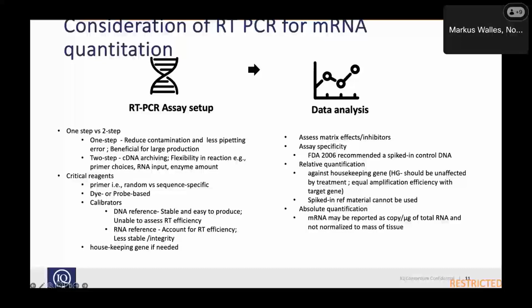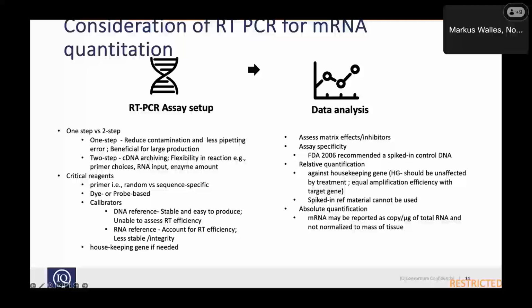As for critical reagents, it can be said that the selection of primer is crucial for the RT-qPCR. For the generation of cDNA, they can be random or sequence-specific, and in regards to the detection of the amplified PCR products, this can happen either via intercalating dyes or sequence-specific probes such as TaqMan.